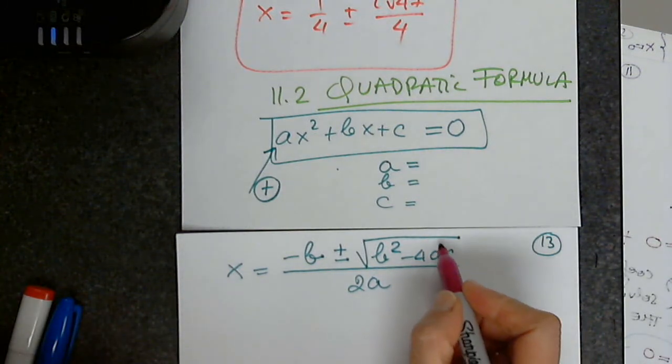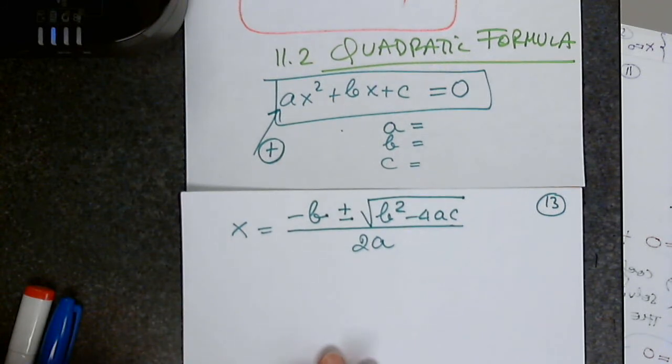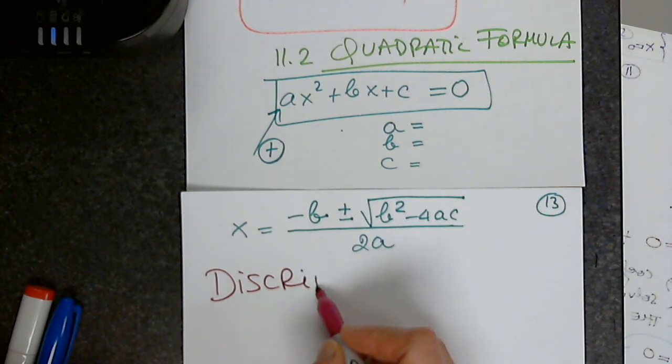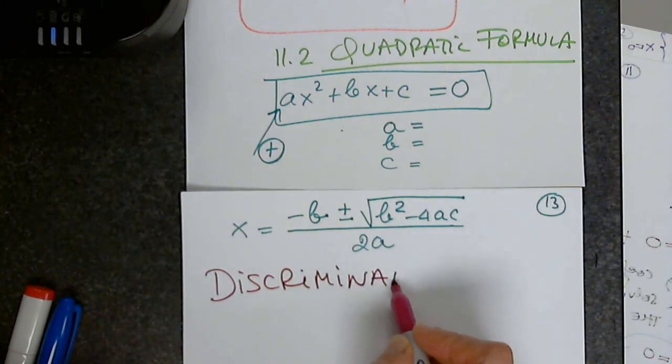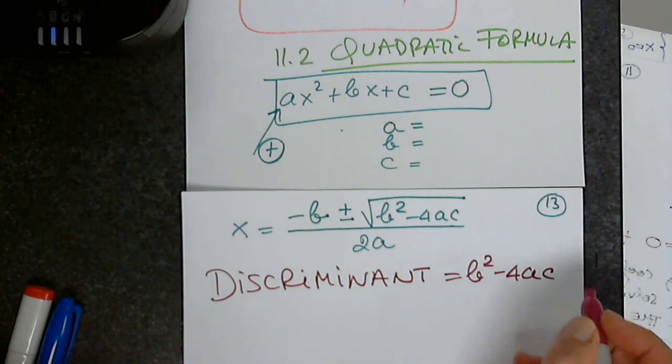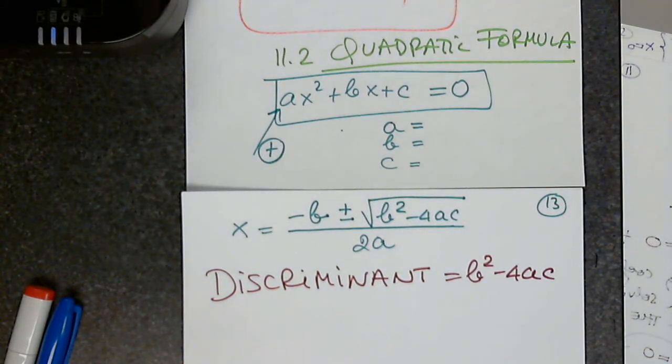This quantity under the square root is extremely important. I will talk about it in this chapter. It's called the discriminant. Only b squared minus 4ac, not with the square root on top of it. We'll get back to it.